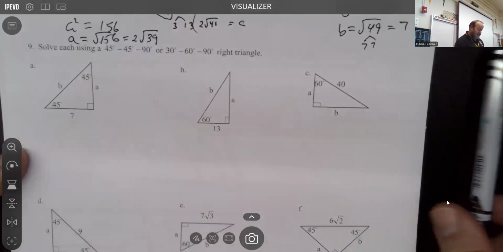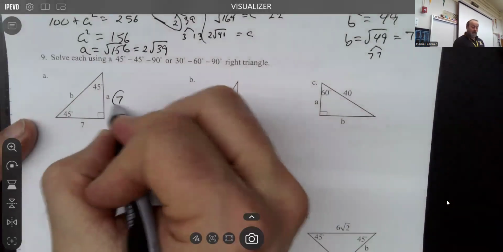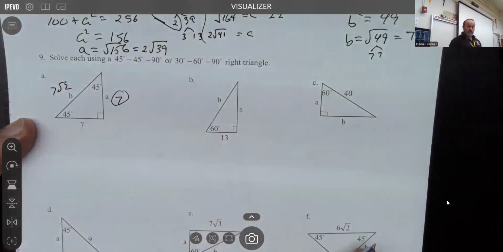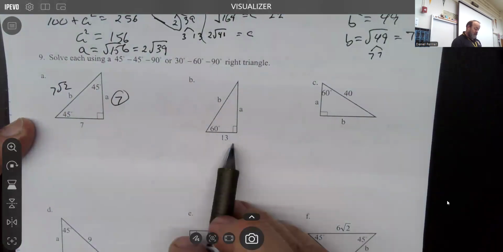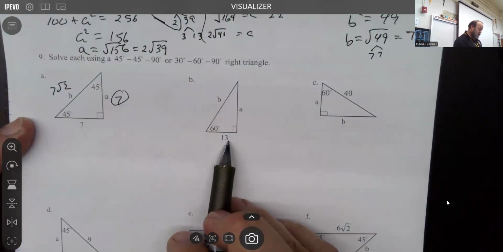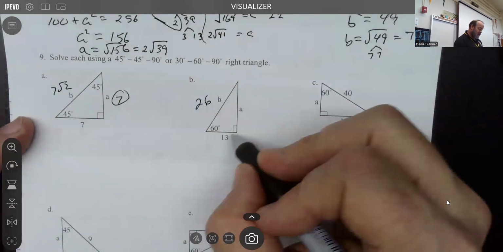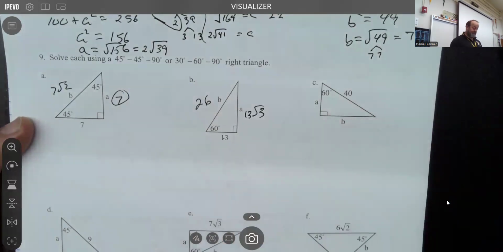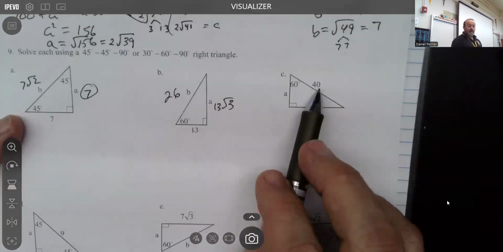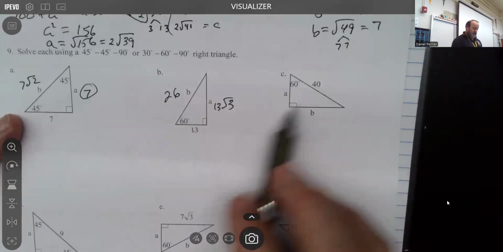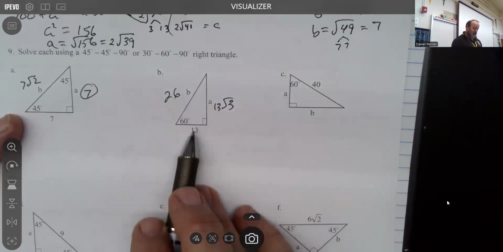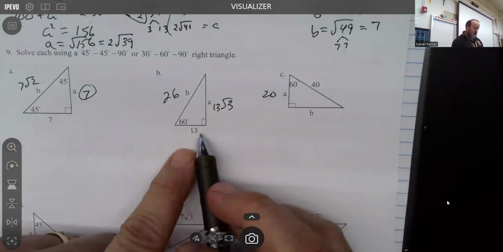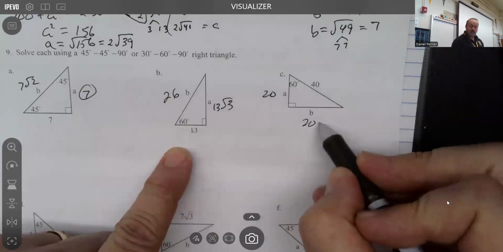We should know that in a 45, 45, 90, these answers are both the same. And this side right here is root 2 times the short side. Over here in a 30, 60, 90, the hypotenuse is twice as long as the short side, and the medium length side is root 3 times the short side. Over here, if you take your hypotenuse, you see hypotenuse was twice the short side, so the hypotenuse cut in half should be the short side. And just like before, this is 13 and 13 roots of 3. Here's 20 and 20 roots of 3.